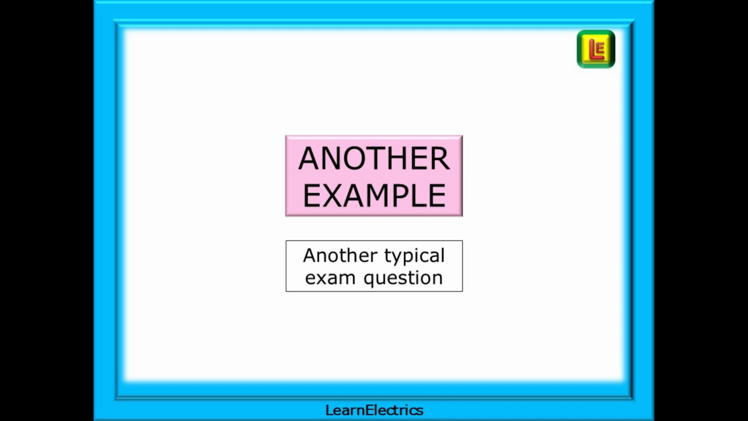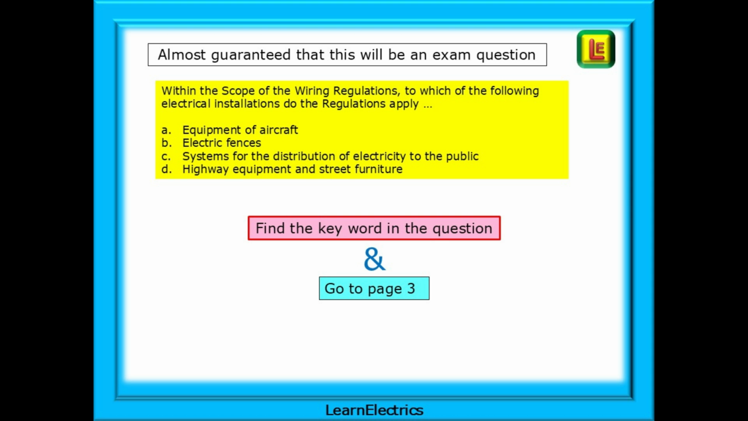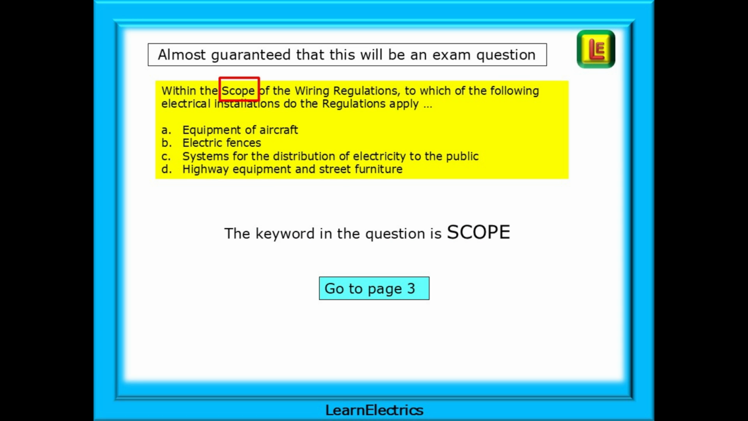Another example and another typical exam question. Remember these ones. You are almost guaranteed that this will be an exam question. It will be one of the first questions in an exam. The question asks, within the scope of the wiring regulations, to which of the following electrical installations do the regulations apply? First, find the key word. And the key word in this question is scope.